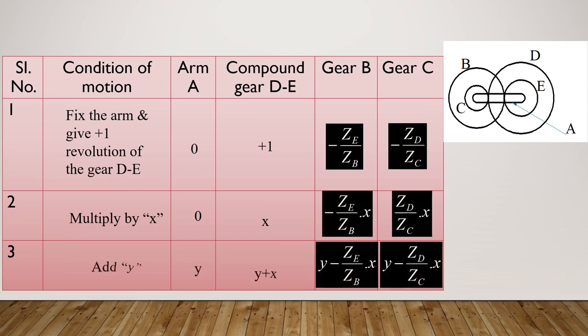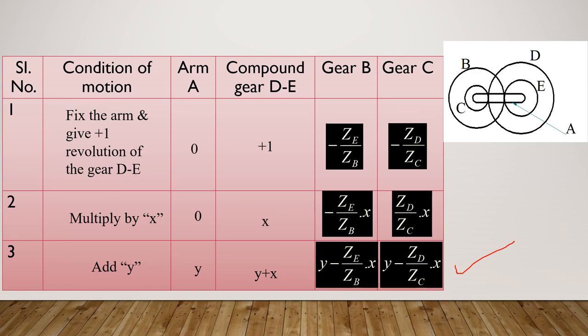Third step, add y to these cases. So 0 plus y, x plus y here. Next, y minus ZD by ZB into x, and y minus ZD by ZC into x. So in the third column, these four are the speed equations of these particular elements respectively. Arm A has the speed of y, compound gear has y plus x, gear B has y minus ZD by ZB into x, and y minus ZD by ZC into x is the speed of gear C.